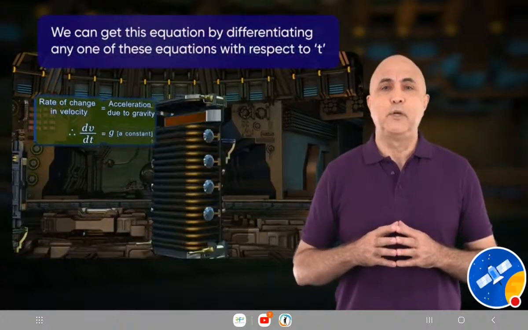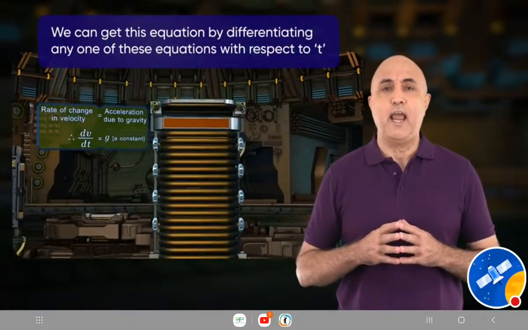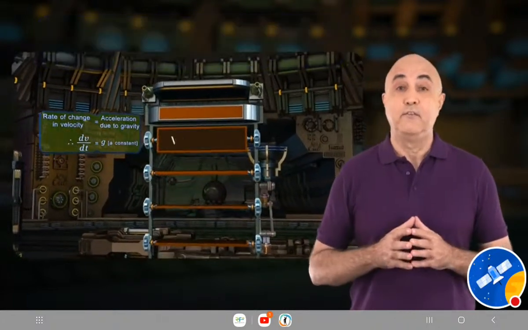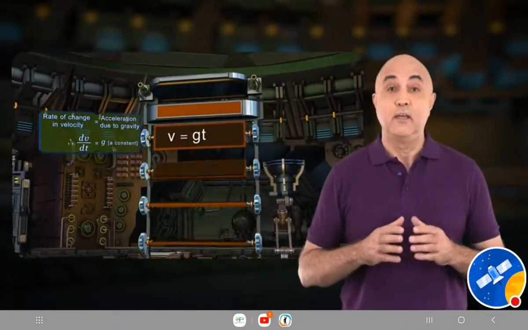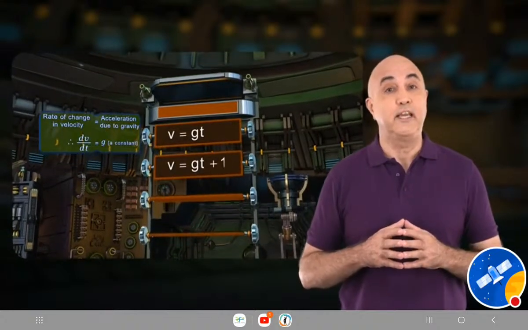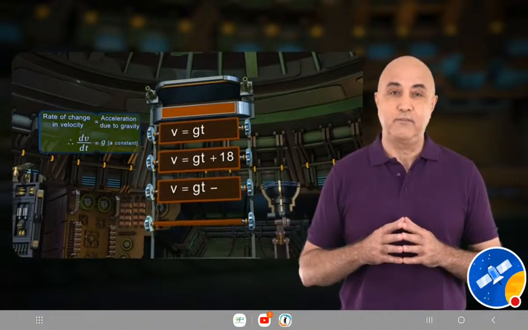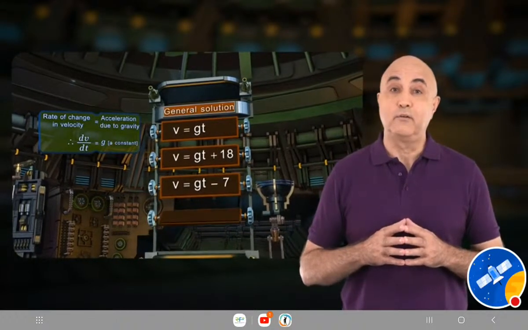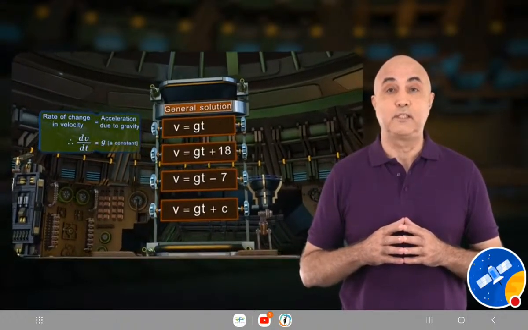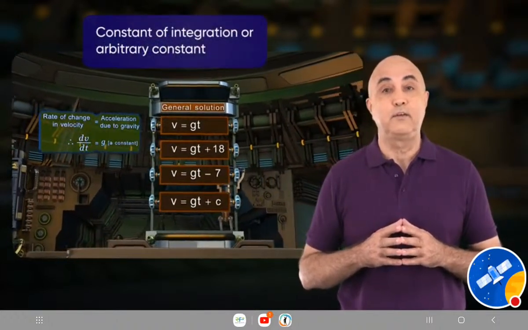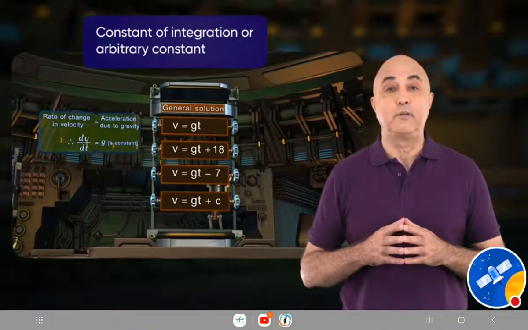We can get this equation by differentiating any one of these equations with respect to t. v is equal to gt. v is equal to gt plus 18. v is equal to gt minus 7. Or in general, v is equal to gt plus c, where c is a constant and is called the constant of integration or any arbitrary constant.